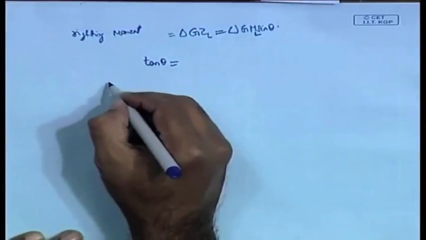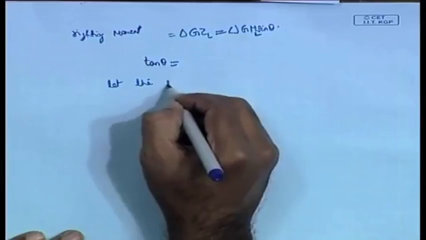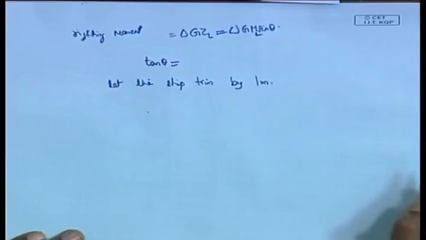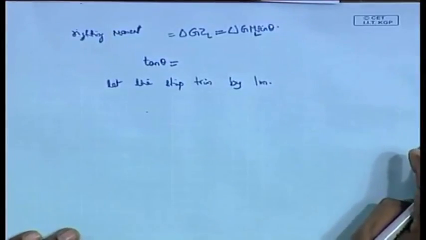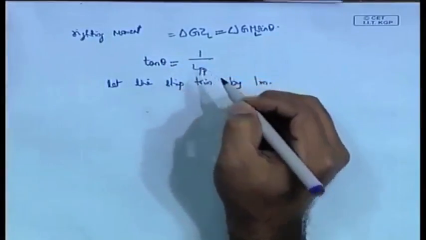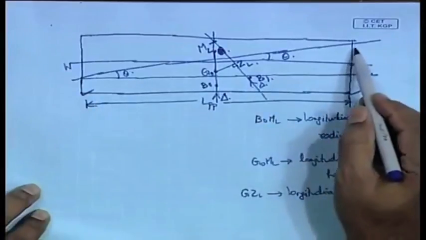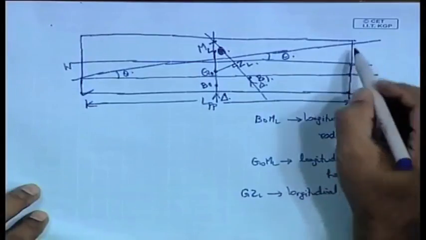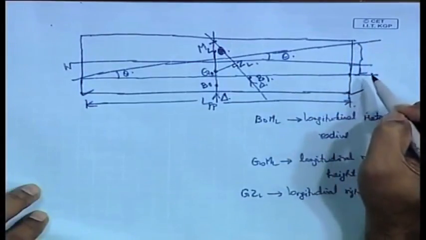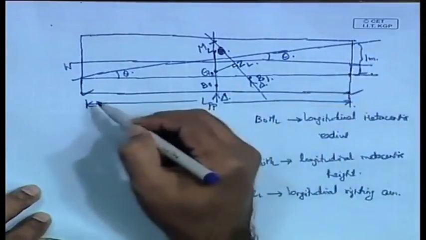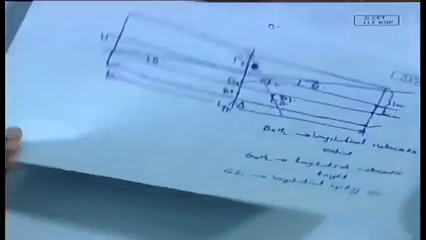Now let us assume that the ship has trimmed by 1 meter. So, we are going to assume that the ship has now trimmed by 1 meter. Therefore, what is tan theta? Tan theta is equal to that 1 meter divided by LPP, as you can see from the figure. This distance is the trim, and we are now going to assume that this trim is 1 meter.